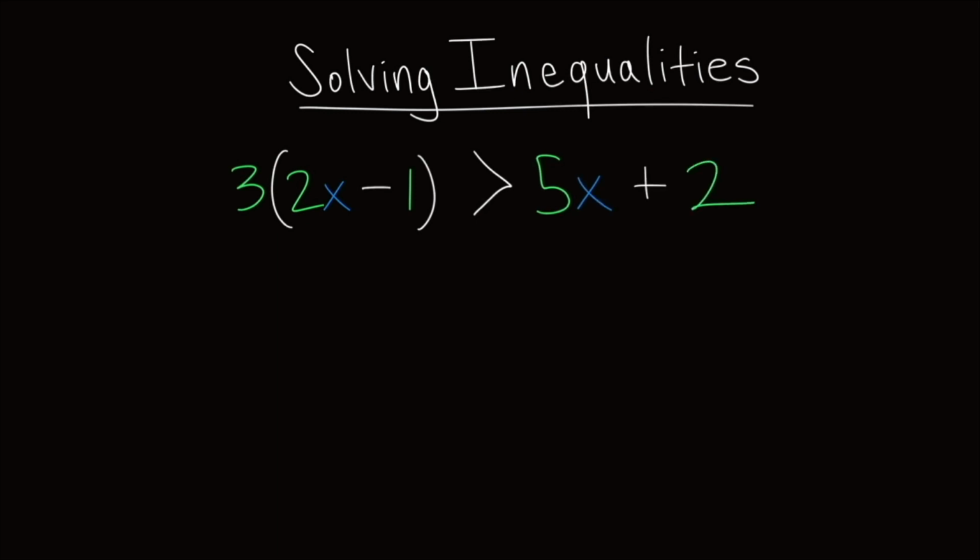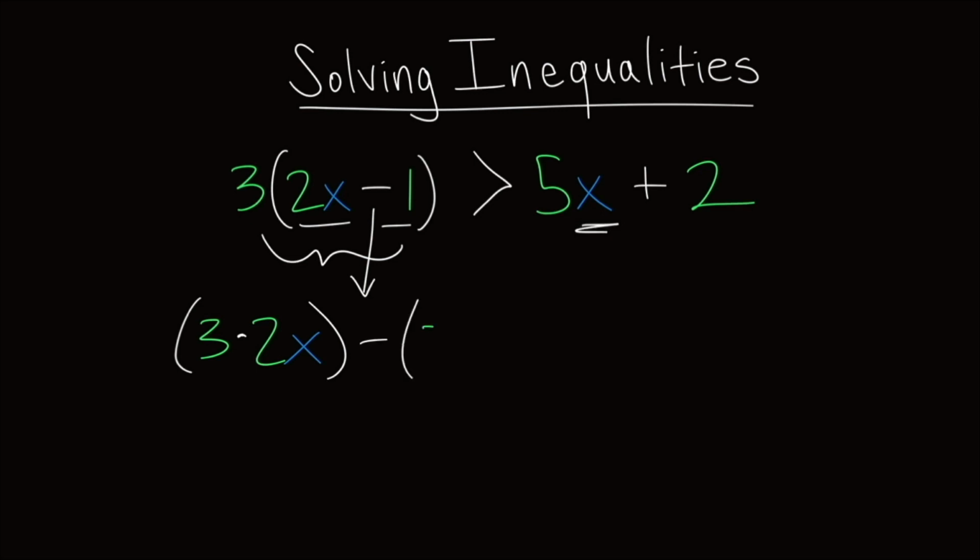Now we want to start with simplifying this left-hand side so that these terms are easier to move around. The goal here is to isolate the x so that we can see exactly what the range is that x can be in this inequality. So let's go ahead and simplify the left-hand side. 3 times 2x. We'll pull down that minus sign.